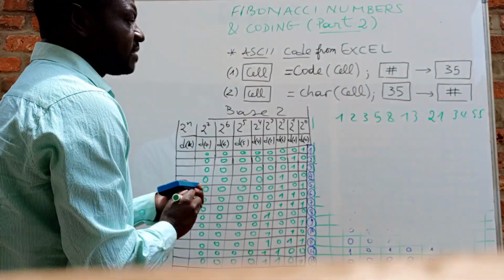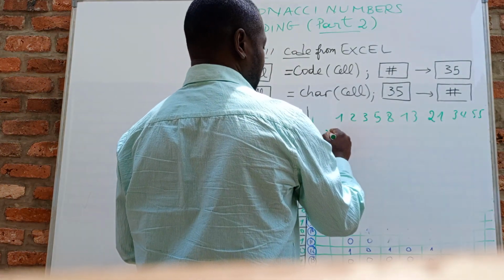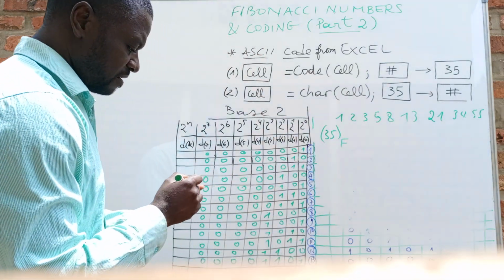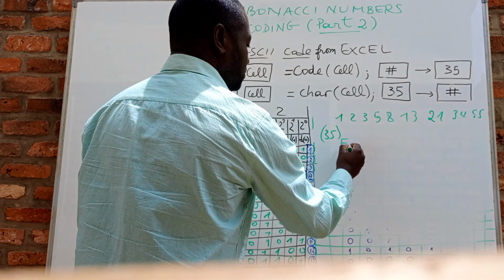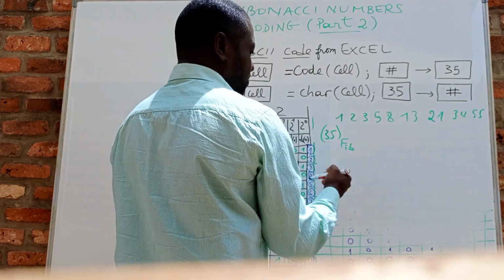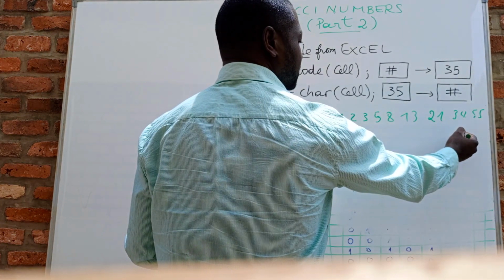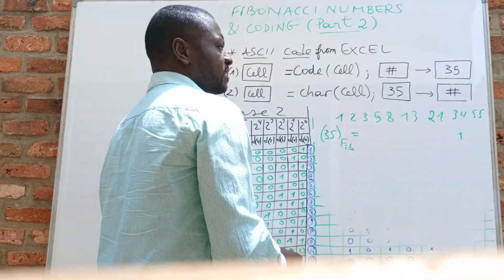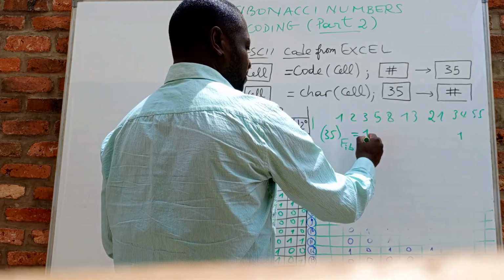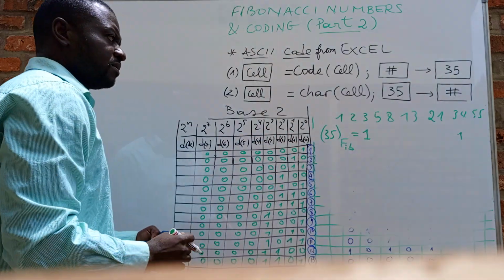So in this case, if you want to represent 35 in this base, let us call it the Fibonacci base, for example, we take 34, and then we are left with 1. So the sum of 1 plus 34 is equal to 35.